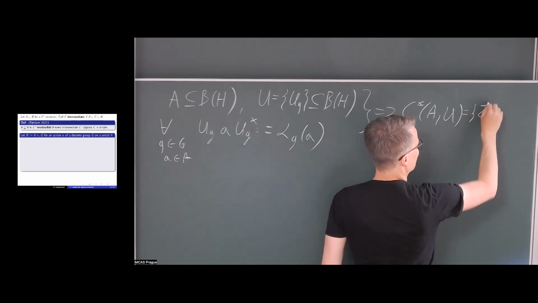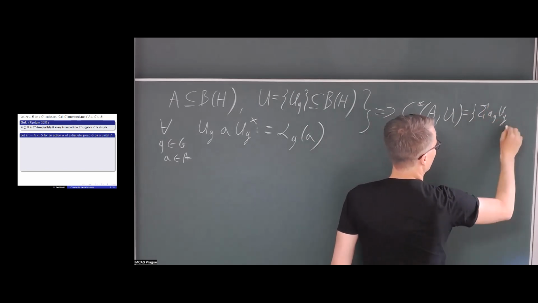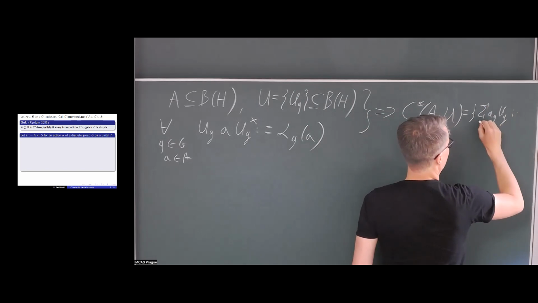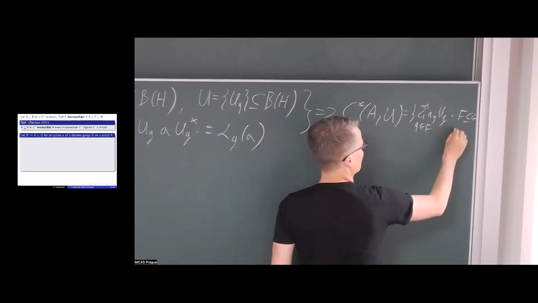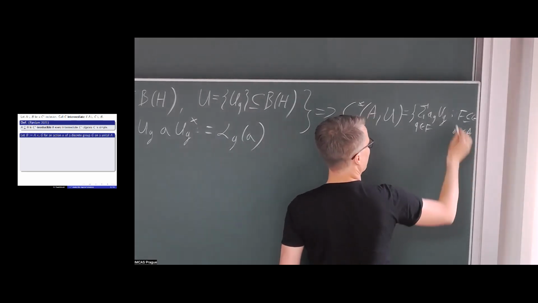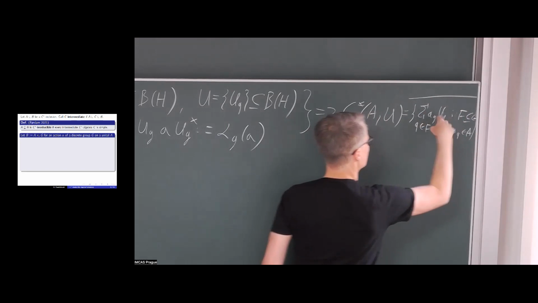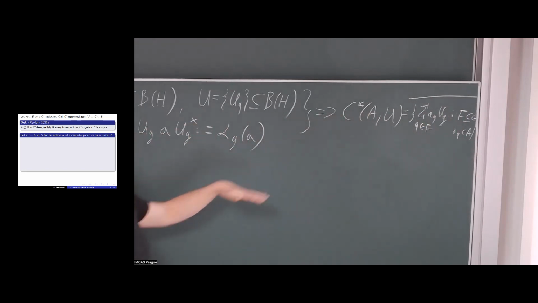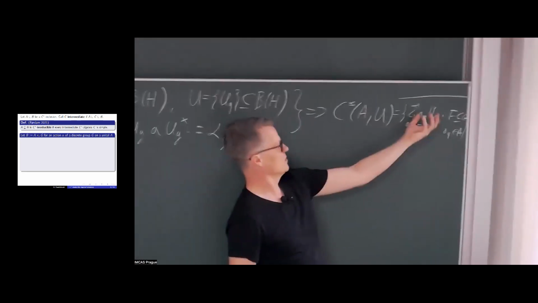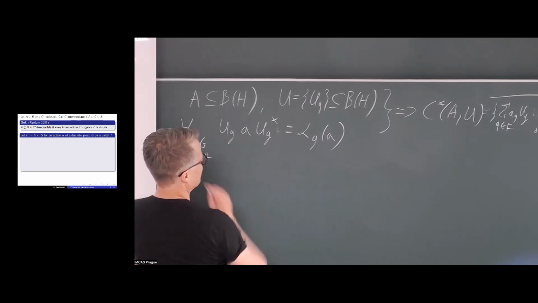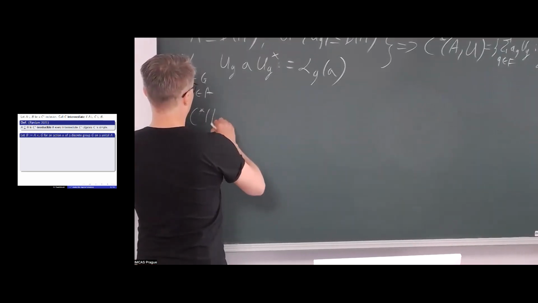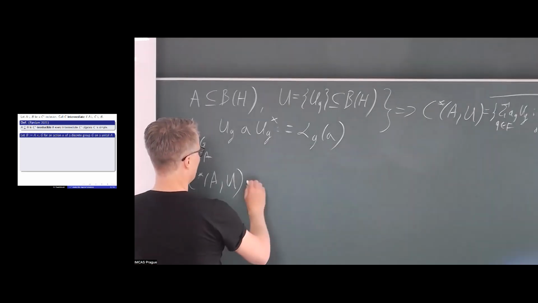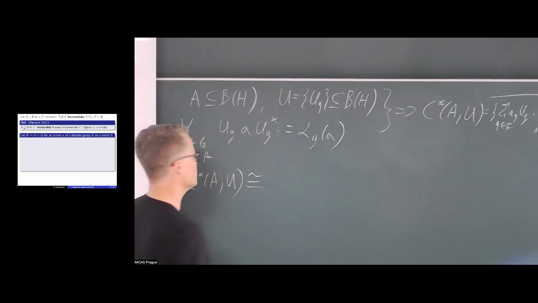of finite sums like this, where F is a finite subset of G and a_g lie in A. This is a star algebra, and if you close it, you get the C-star algebra generated by this. In a sense, you can think of this algebra as sums with coefficients in A parameterized by this unitary representation. And this C-star algebra will be what we call the reduced cross product.